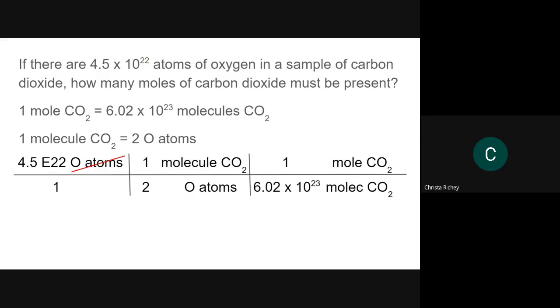So I'm going to clean it up. More oxygen atoms, and more molecules of carbon dioxide. You do not need to multiply or divide by 1. All I did was got rid of all the fluff. Really what I'm left with is 4.5 E22 moles of carbon dioxide, all divided by 2 times Avogadro's number in the denominator.